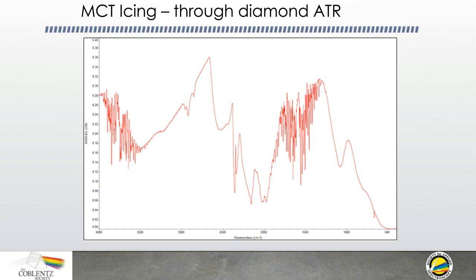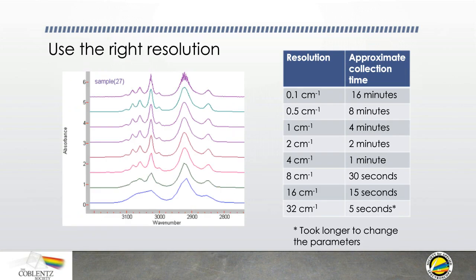But most importantly, for every change in resolution step, you're doubling the amount of time it takes to collect. And if we look at the chart on this slide, you can see that as we went from eight wave numbers, which took 30 seconds, to four wave numbers, it took a minute, to two wave numbers, it took 2 minutes, to one wave number, it took 4 minutes, and you're not gaining anything here in the definition of the shape of your peak or in the accuracy of your data.